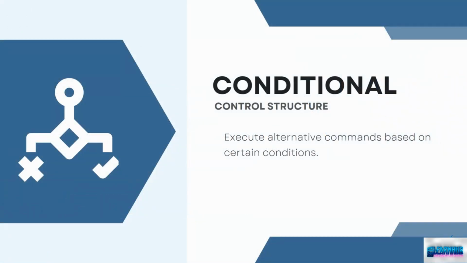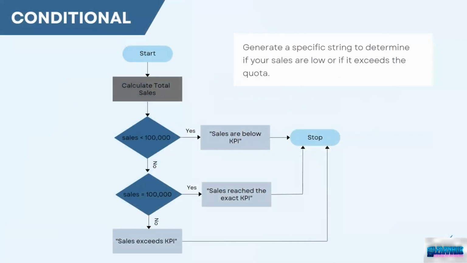Conditional control structures let you execute alternative commands based on certain conditions. For example, you can use it to generate a specific string to determine if your sales are low or if they exceed the quota. The process will start once the total sales amount needs to be generated. Then it will be tested against the condition sales less than 100,000.